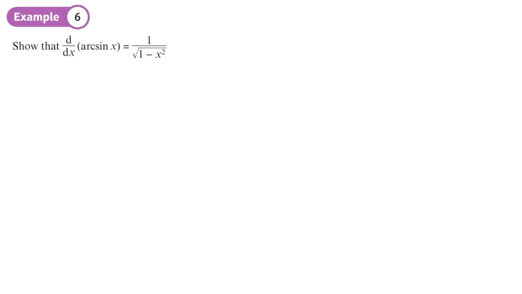Right, so the first one, we want to show that when we differentiate arc sine x, we get 1 over the square root of 1 minus x squared. So the first thing is we write y equals arc sine x. We need something like this rather than just an expression floating around on its own. Then we do sine to both sides, so I'll have sine y equals x. Then we're going to use implicit differentiation on both sides.